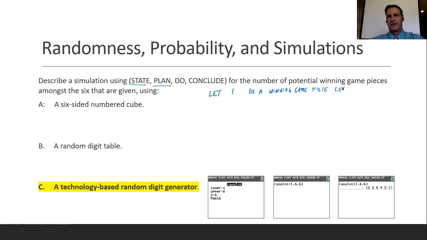Then we'll let 2, 3, 4, 5, 6 be a loser, and that's really a loser game piece. That's really all I need to do for my random digit generator, because you don't have to have it evaluate values past the number 6, or have those items be considered within your pool of numbers. So here's what I do. I'm going to use repeats are okay. Pick 6 random digits.